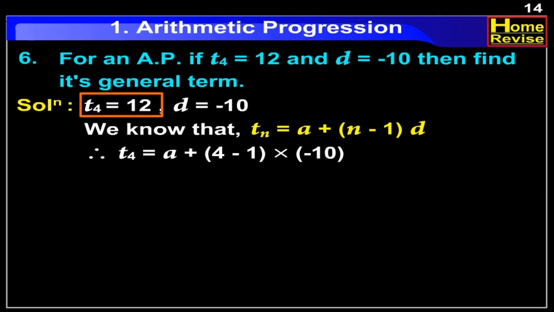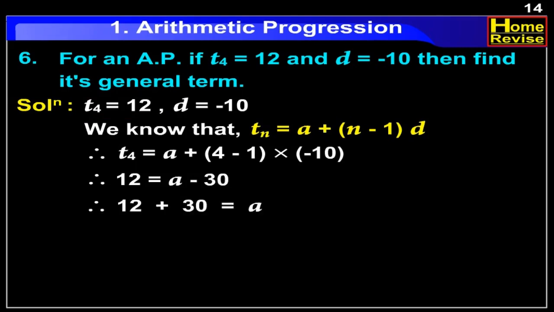As T4 is 12, therefore 12 is equal to A minus 30. Therefore, 12 plus 30 is equal to A. Therefore, A is equal to 42.